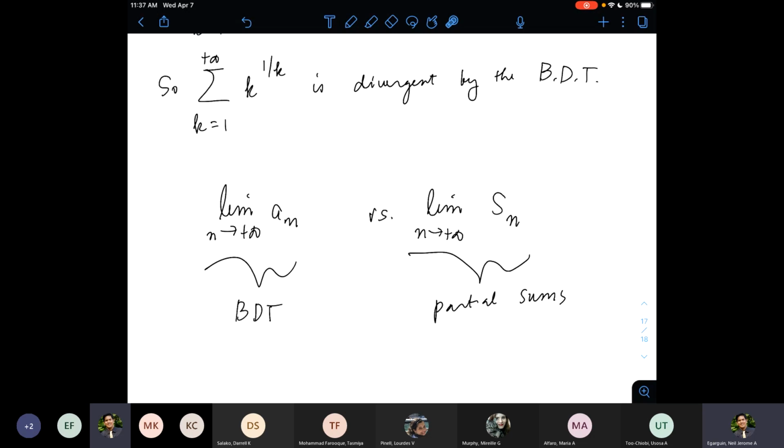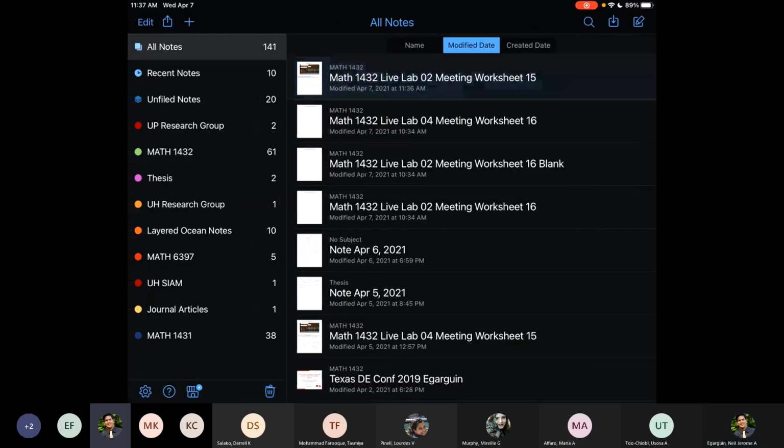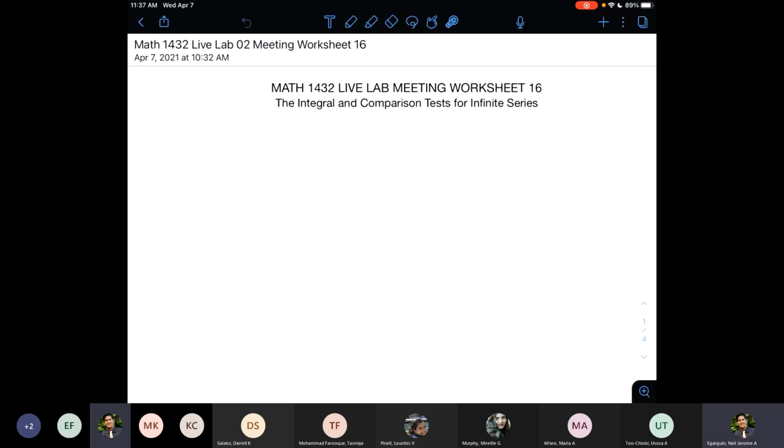Okay, can we move on to worksheet 16? I already uploaded a blank version of it on my website, so you can take a look at it. It's about the integral and comparison tests for infinite series. Now, what are these two tests? Well, in a nutshell, the integral test.